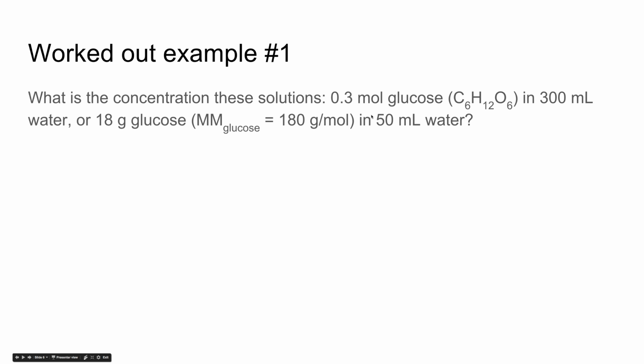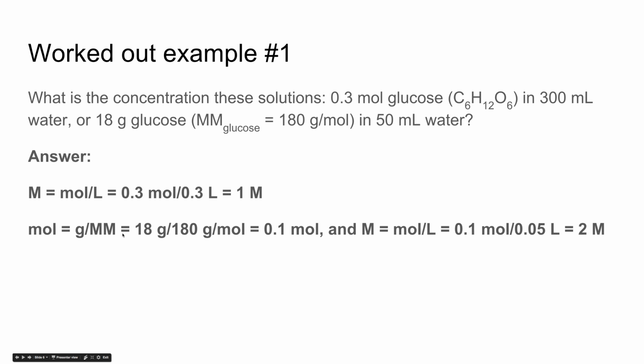So to do this, I just need to figure out moles per liter. So the first one, it's 0.3 moles out of 0.3 liters, because 300 milliliters is 0.3 liters. 0.3 divided by 0.3 is 1, so it's 1 molar. For the second one, 18 grams, I need to turn into moles. So that'd be 18 grams out of 180 grams, which gets me 0.1. This math should not be difficult. We've done this before. So it gets you 0.1 moles. Now I have 0.1 moles out of 0.05 liters, because 50 milliliters is 0.05 liters. That gets me 2 molar. So which one is the more concentrated? The second one, the 18 grams of glucose. That is more concentrated than the 0.3 moles.